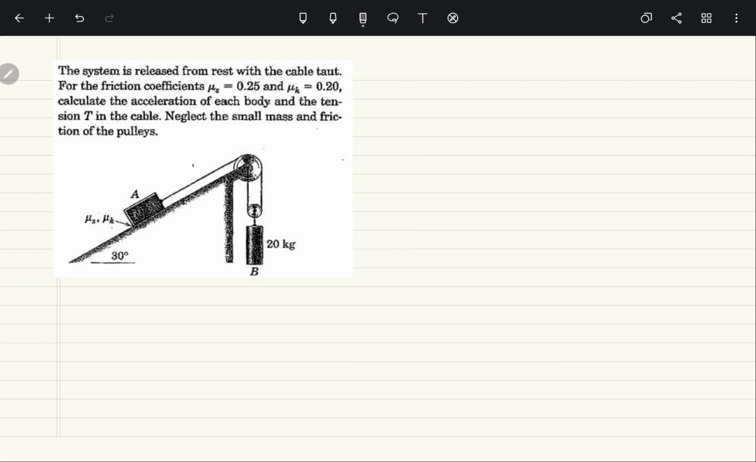Okay. So here, when the system is at rest, we'll talk about the forces acting on the 20 kg and on the A kg block. In this question the mass of A is given, which is not visible here because of the diagram, but that is given.